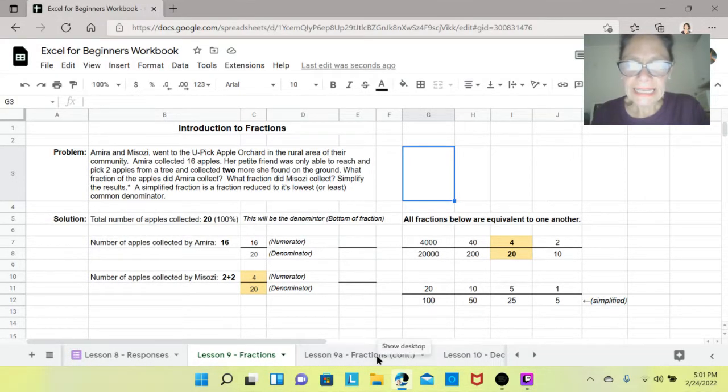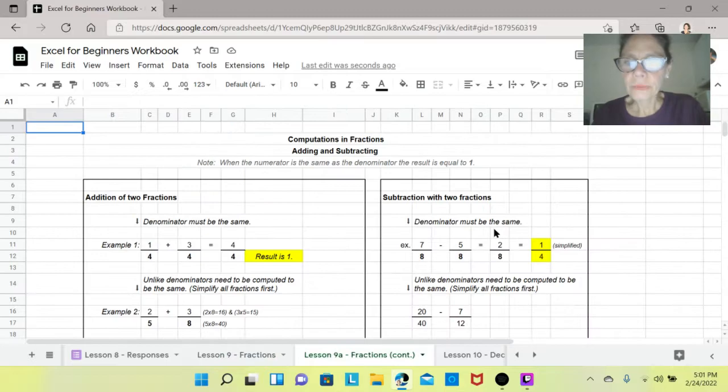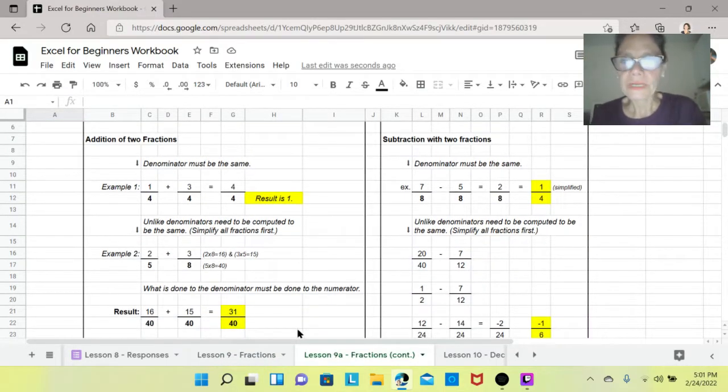And now we're going to do 9a. Again, we're going to repeat what I showed you before. See, 4 over 4 is 1. So to add two fractions together, the denominator has to be the same, always, for addition. They have to be the same.